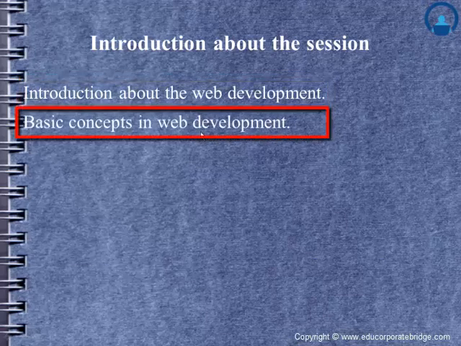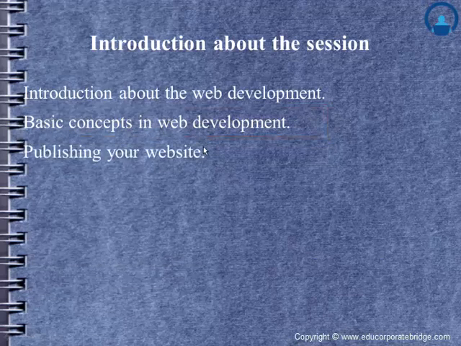Then we are going to see the basic concepts of web development, that is what is the web, what is a web page, what is a database, what is a static page, what is a dynamic page, what is a website, what is a URL, that means uniform resource locator, and what is a URI. These are the basic web development concepts.